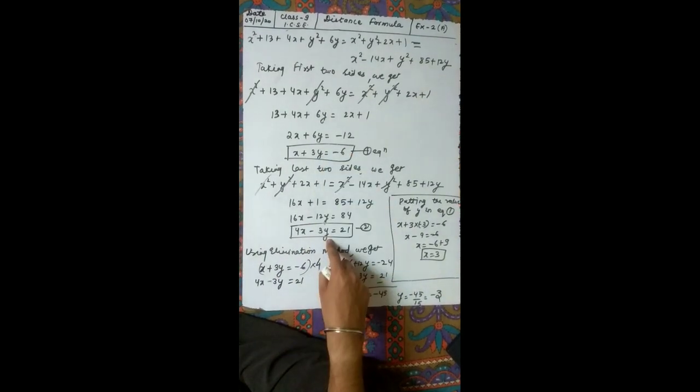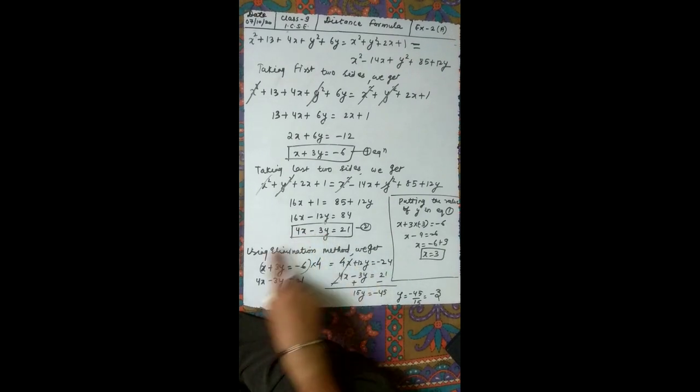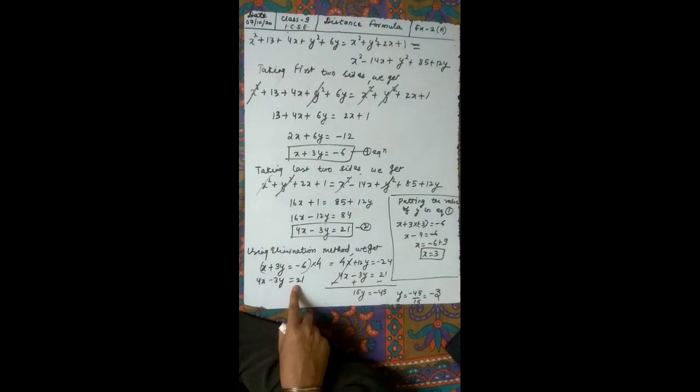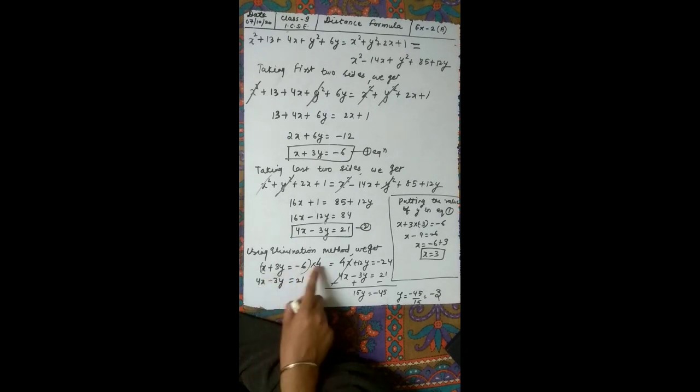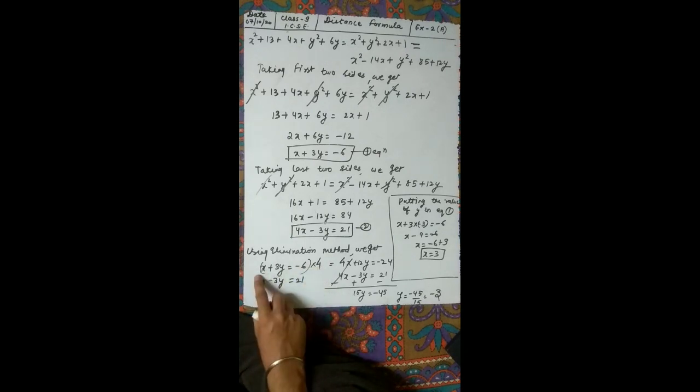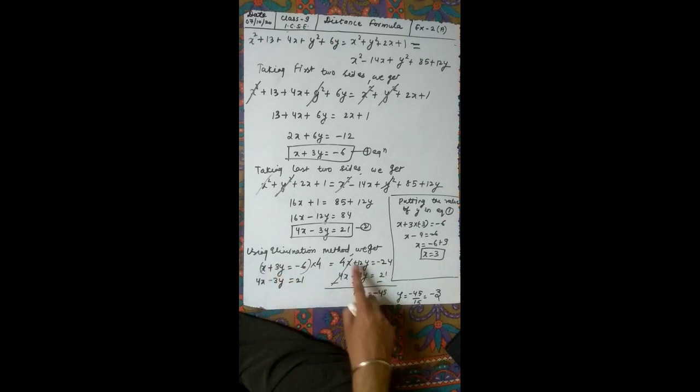Now you have two linear equations in two variables, that is x and y. Using elimination method we have first equation is this and second equation is this. Multiply 4 with this equation just to make these two same. Okay, that is why I'm multiplying 4. So it will be 4x plus 12y equal to minus 24. 4x minus 3y equal to 21 as it is, minus this, minus plus, and here minus. These two cancel, 12y plus 3y, 15y, minus 24 minus 21, minus 45. So y will be minus 45 upon 15, minus 3.